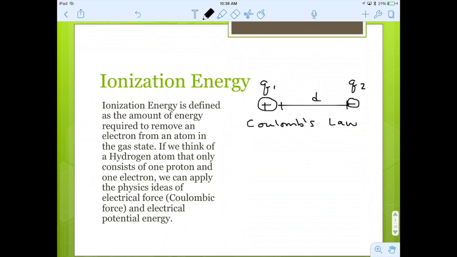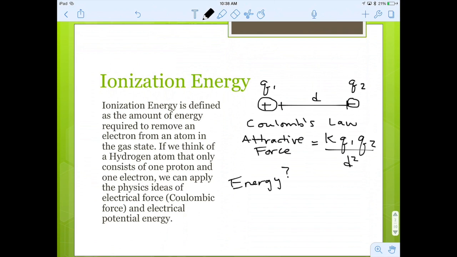Coulomb's law states that an attractive force is proportional to, so we're going to use a proportionality constant K, Q1 times Q2 over distance squared. Now, if we're going to use this for potential energy, we're going to need to change our units, because right now it's just in newtons.